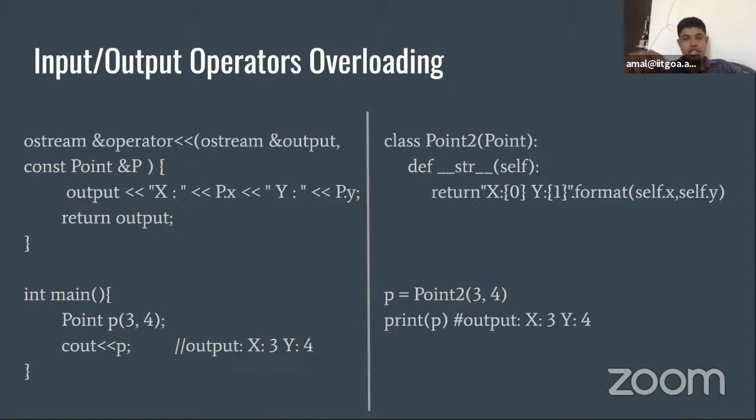So cout less than p. Now when I write cout less than p, there is no definition of less than with the signature of stream and point object. But the compiler will search for a particular suitable definition, and it will find the one which we have just defined. Now within that, you see there is a new line which is output less than x colon and so on. For that, there is already an existing definition defined in std, where you know how to put cout and a string.